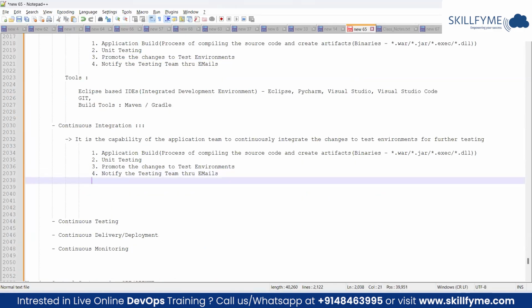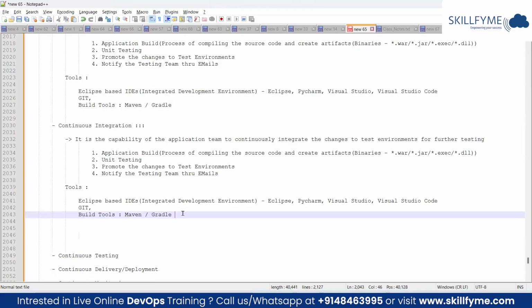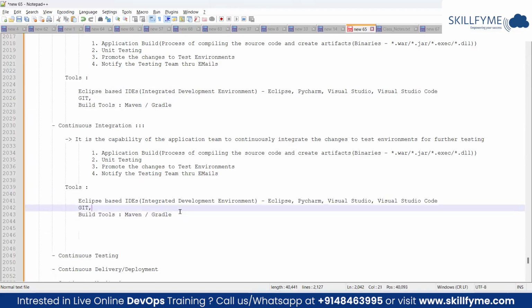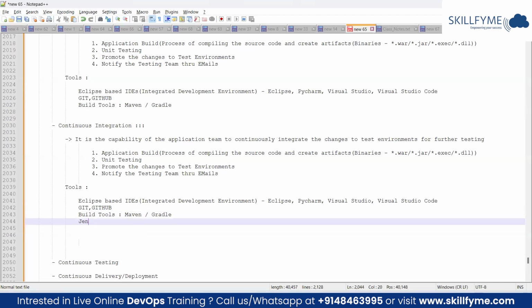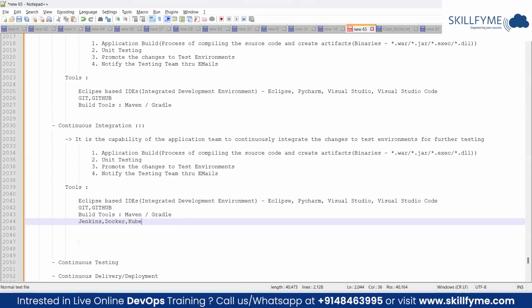In order to achieve this, we use some tools. Here also, we can use all these tools. In addition to that, we'll be using something like GitHub, and we can use something like Jenkins. If you want to integrate your changes based upon container images, we can use Docker and Kubernetes. Like this, we have tools that can be used to integrate changes for further testing.